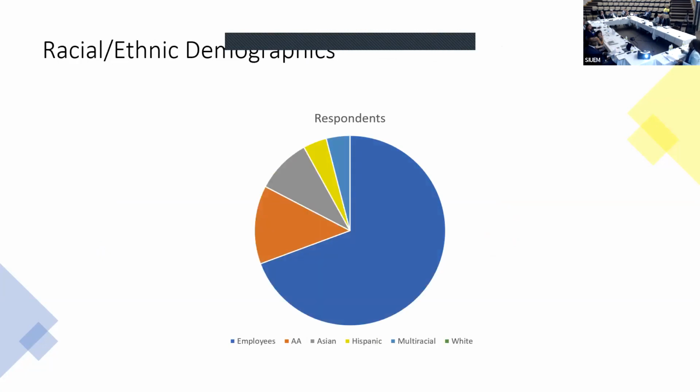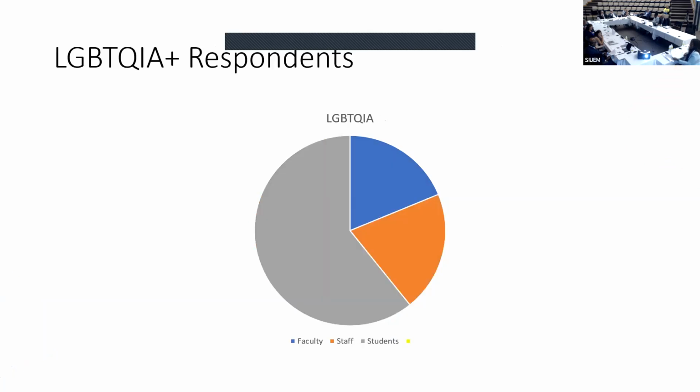As far as racial and ethnic demographics, I want to make sure you're aware of this because it provides context as far as who responded to the survey. 7% of African Americans responded, 10% of Asian Americans, 3% Hispanic, 77% white, and 3% multiracial. When we look at the LGBTQIA community, 22% of our students identify as LGBTQIA. If you were to look at that as a demographic, that's significant, 22%. Between 7 and 8% of faculty and staff members also identified as LGBTQIA.